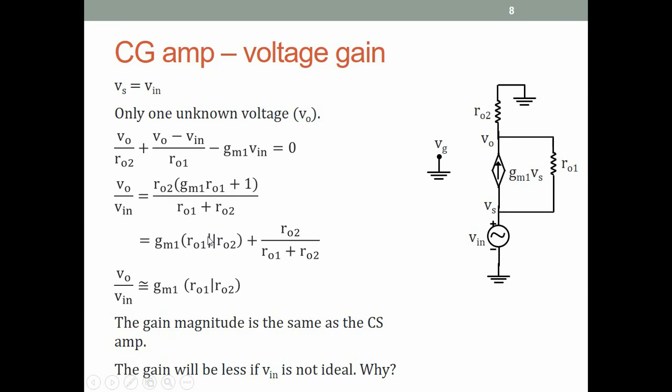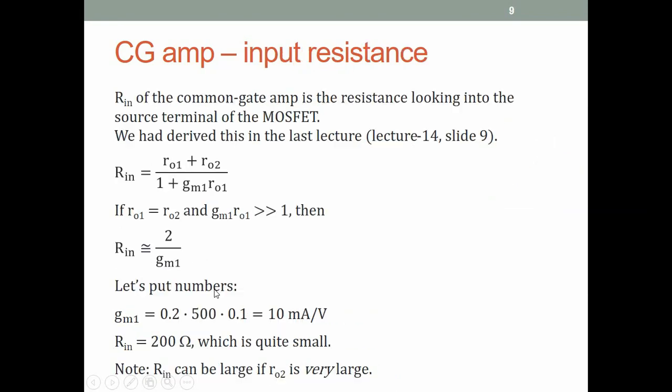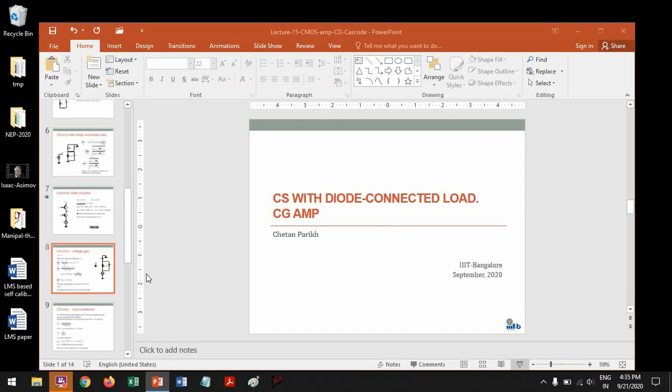Now we can rewrite this equation in this form. So we take the first term and then the second term. So this will be GM1 RO1 RO2 by RO1 plus RO2, which is GM1 into RO1 parallel RO2, plus RO2 divided by RO1 plus RO2. Now this quantity of course is always less than 1, typically about half or so. So it's going to be small, so we can ignore this quantity, and so we say the voltage gain of this circuit is approximately GM1 into RO1 parallel RO2. I'm sorry, this is parallel, so oops, let me make it parallel.